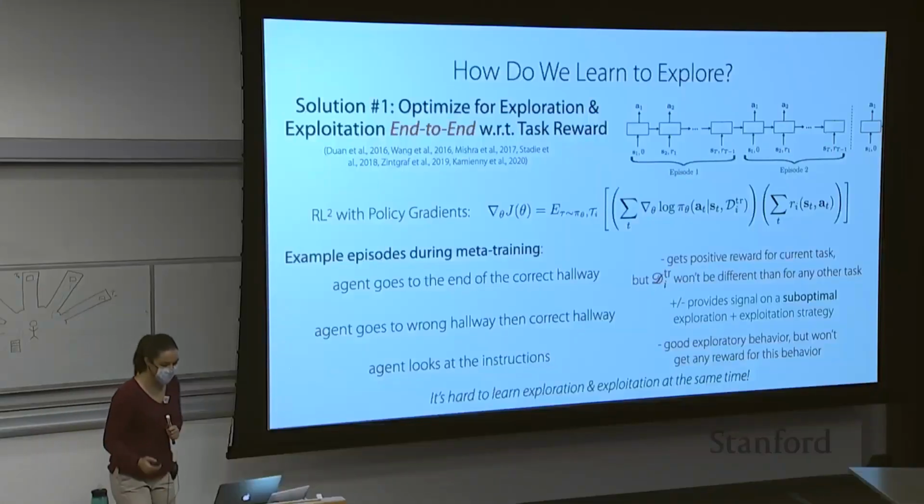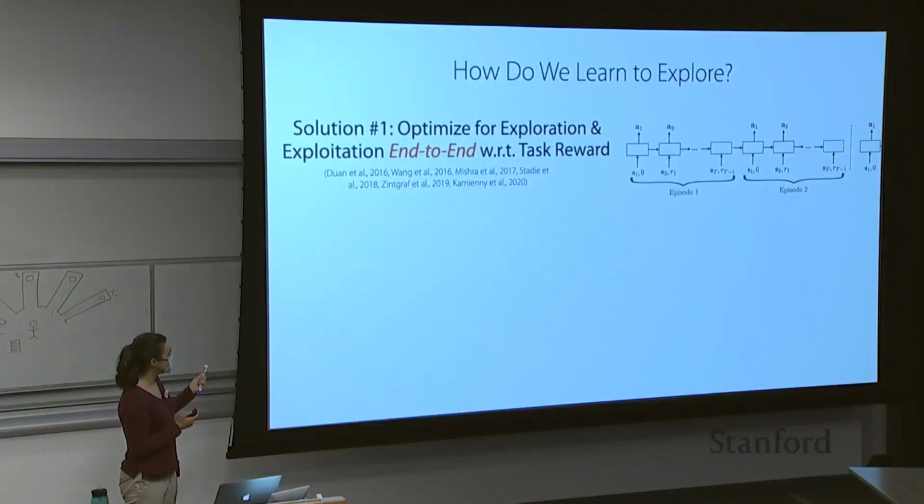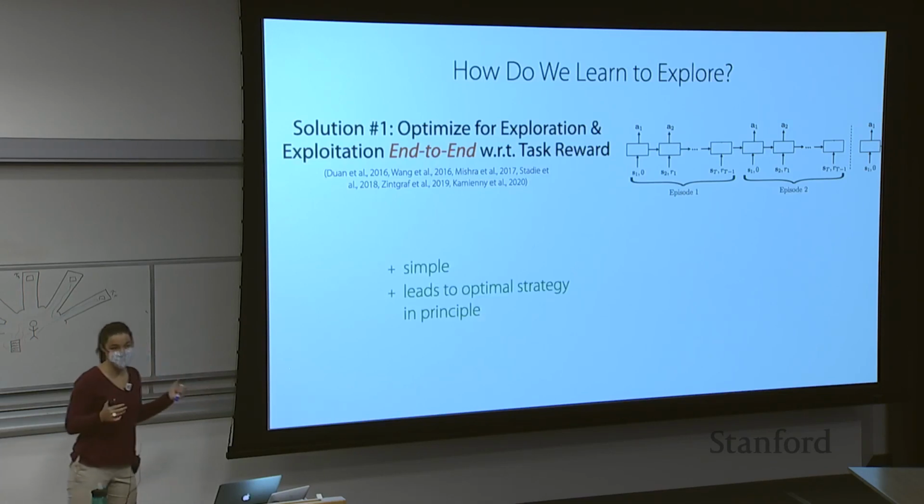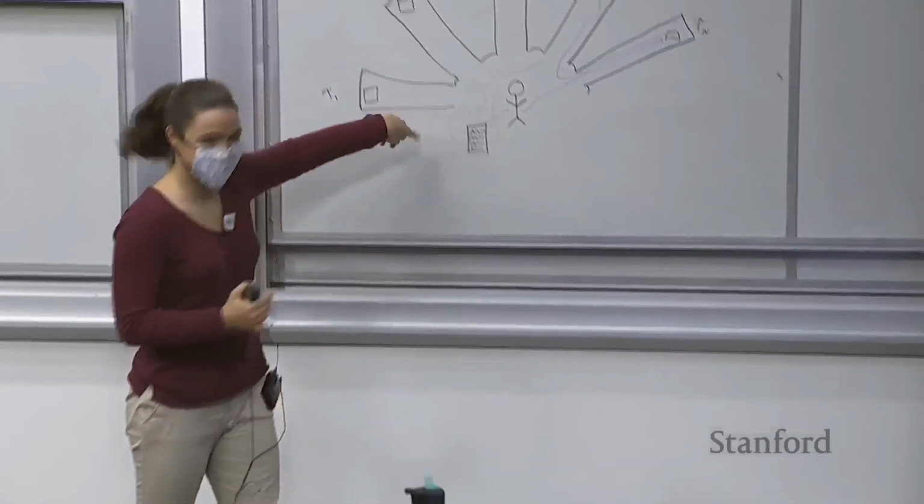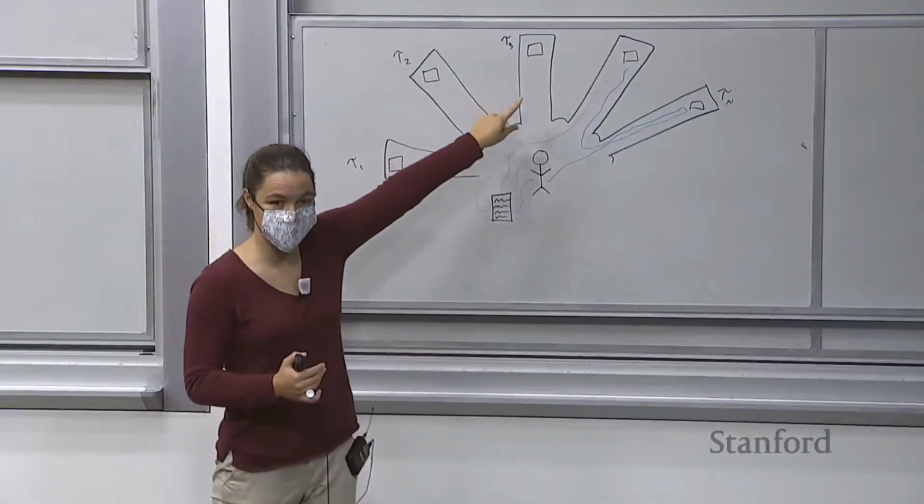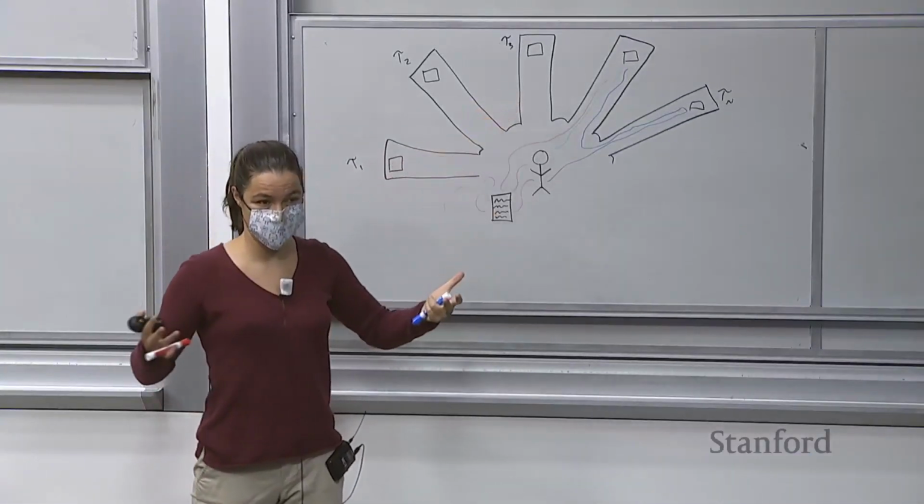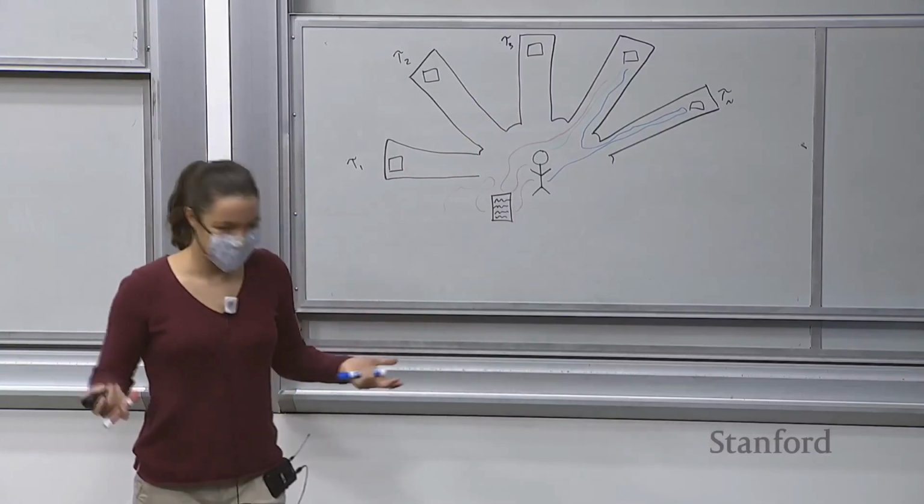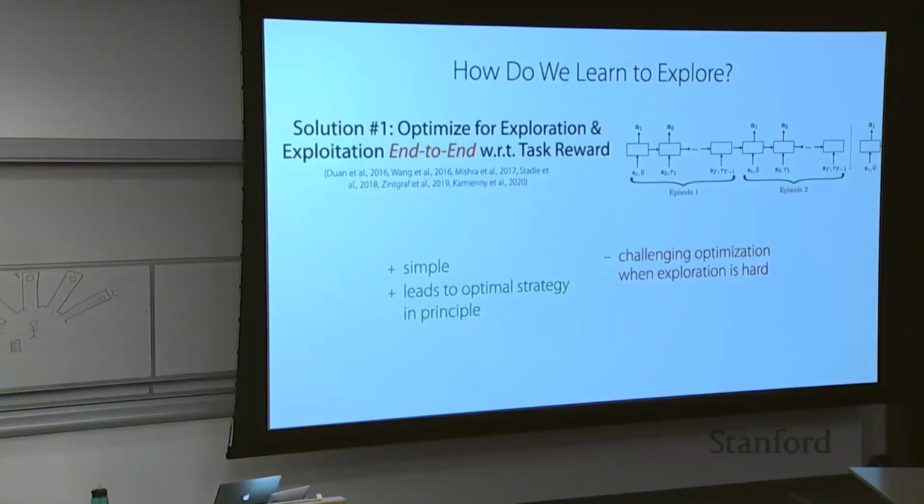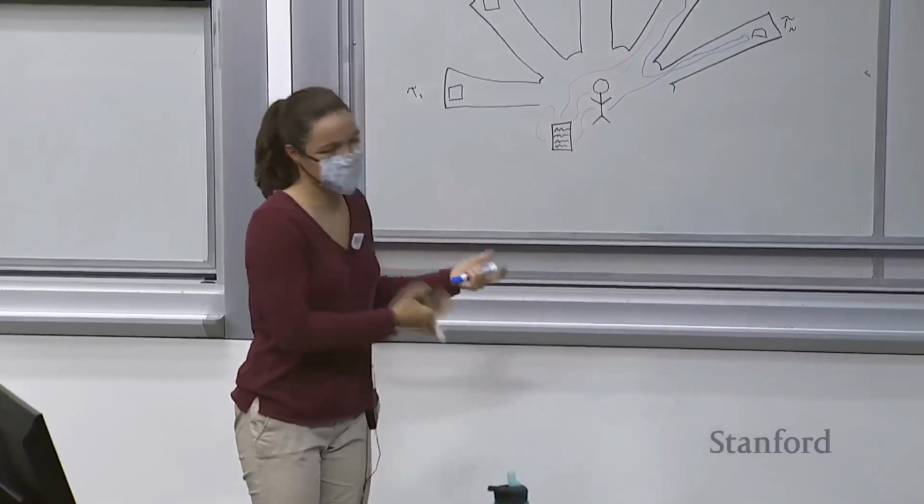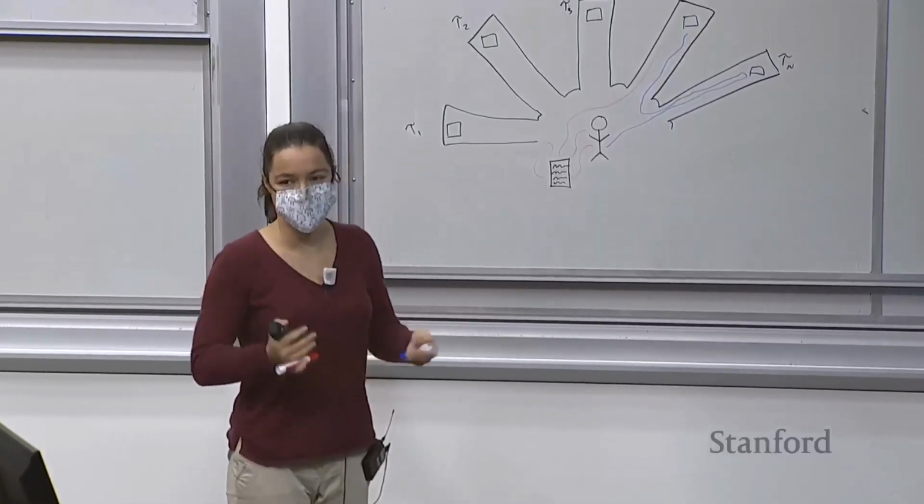Cool. So to summarize this end-to-end approach, it's very simple, and in principle it will lead to the optimal strategy if you give it enough data and it eventually explores the correct exploration and execution strategy. The downside is that it's a very challenging optimization process, especially when exploration is difficult, because it needs to figure out that exploration strategy in conjunction with solving the task.